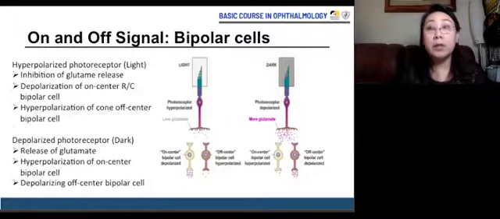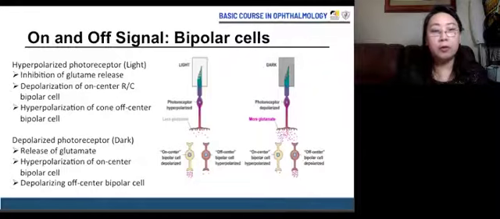Now, depending on the nature of the receptors in the bipolar cell, so we're already on the next part of the neuronal chain, it will either be hyperpolarized or depolarized with the presence of glutamate. When glutamate binds to an ionotropic receptor, the bipolar cell will depolarize. When it binds with a metabotropic receptor, the bipolar cell will hyperpolarize.